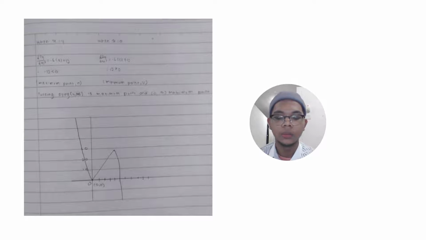Next step is when x is 0. So the answer will be negative 6(0) plus 12. And the final answer will be 12, which is greater than 0. And that is the minimum point. Turning point (4, 28) is the maximum point and (0, 0) is the minimum point. So here is the graph.